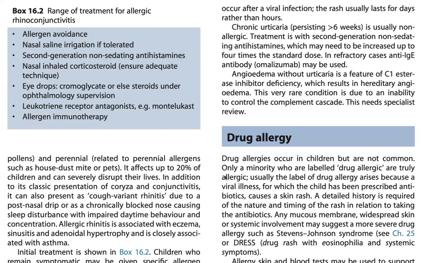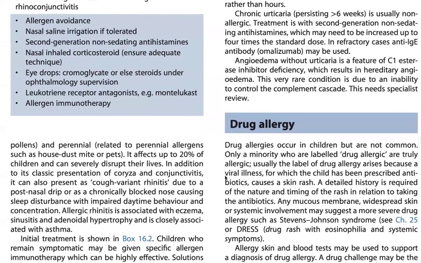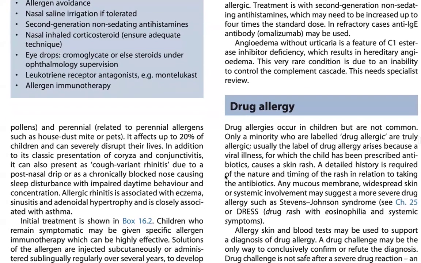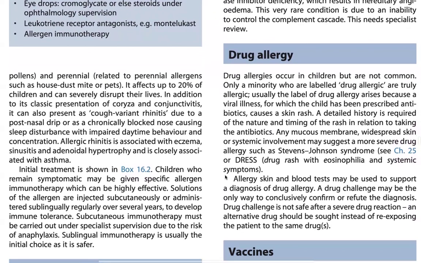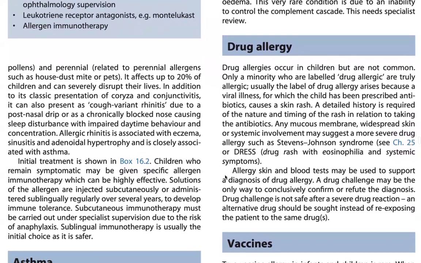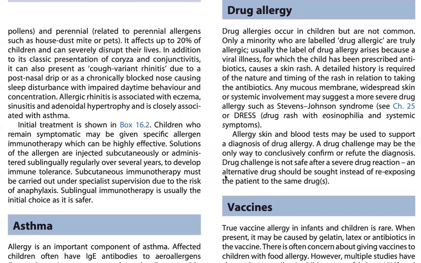In addition to its classic presentation with coryza and conjunctivitis, it can also present as chronic rhinitis due to a postnasal drip, or as a chronically blocked nose causing sleep disturbance with impaired daytime behavior and concentration. Allergic rhinitis is associated with eczema, sinusitis, and adenoidal hypertrophy, and is an exacerbating factor for asthma. Initial treatment is shown in the box.